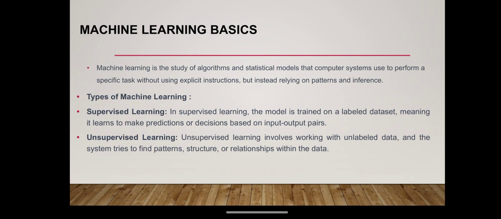First of all, I will introduce what machine learning is. Machine learning is the study of algorithms, statistical models, and computer systems used to perform specific tasks without using explicit instructions, but instead relying on patterns and inference. There are types of machine learning: supervised learning and unsupervised learning. First, supervised learning: the model is trained on labeled data and learns to make predictions or decisions based on input and output pairs. Second, unsupervised learning involves working with unlabeled data, and the system tries to find structure and relations within the data.